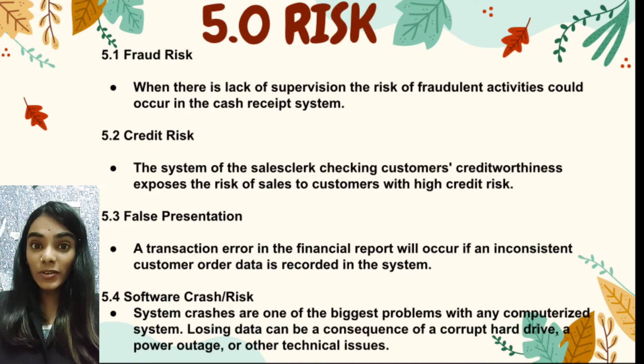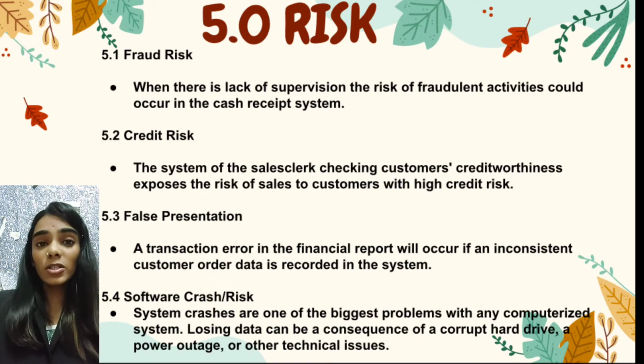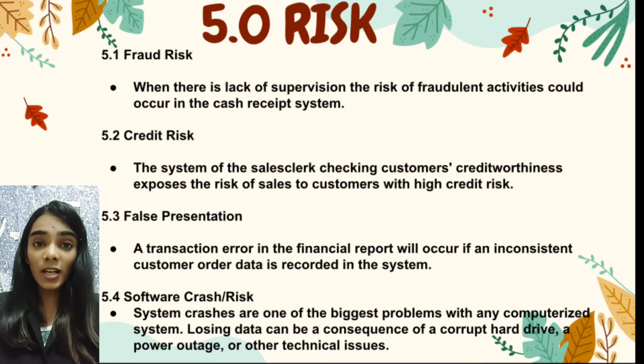Next, we move to the risk exposure from each internal control weakness. The first risk is fraud risk. When there is lack of supervision, the risk of fraudulent activities could occur in each cash receipt system. A disreputable clerk could take advantage of this situation to steal the check, cash it, and destroy the remittance evidence, leaving no trace of the transaction.